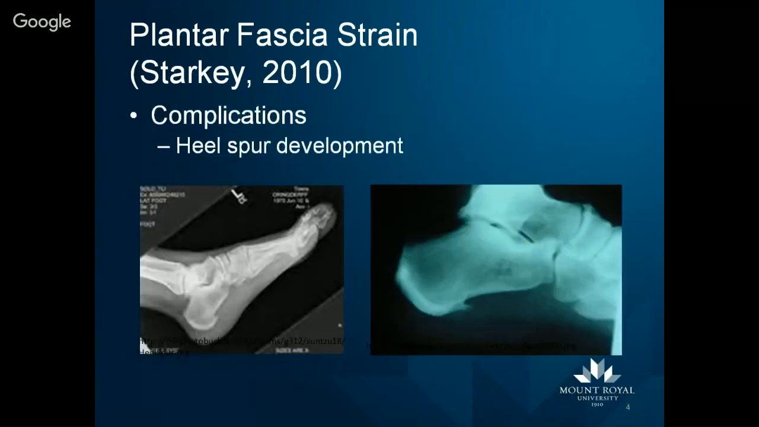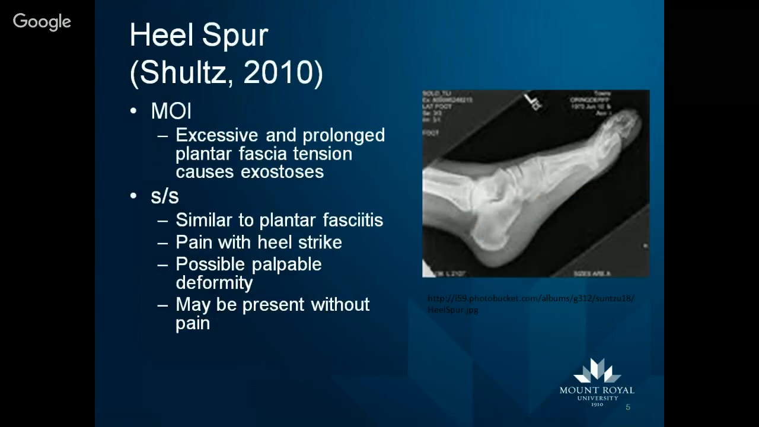Complications of a plantar fascia strain or plantar fasciitis include heel spur development over time. Constant tension at the attachment of the plantar fascia on the calcaneal tubercle could lead to what's called a bony spur. Again, a heel spur is caused by excessive and prolonged plantar fascia tension, causing a bony outgrowth.